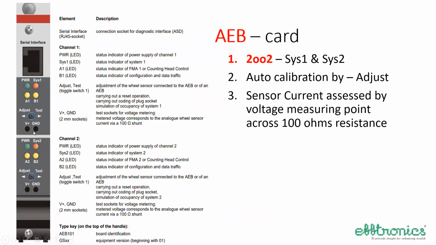This is the AEB card. You can see 2 out of 2. This is the one processor. This is the other processor.